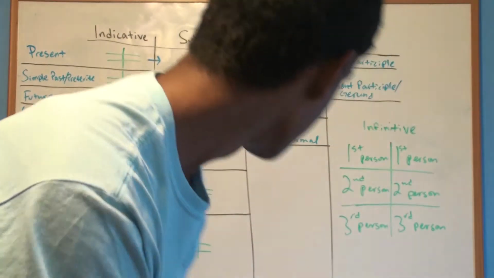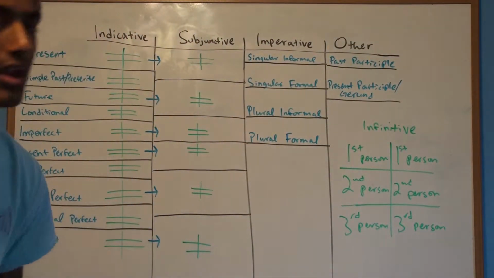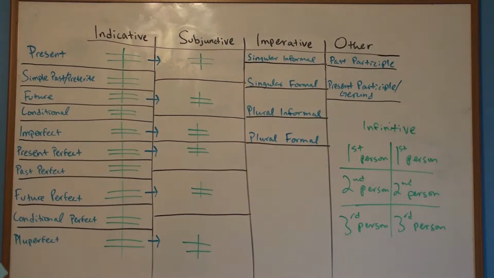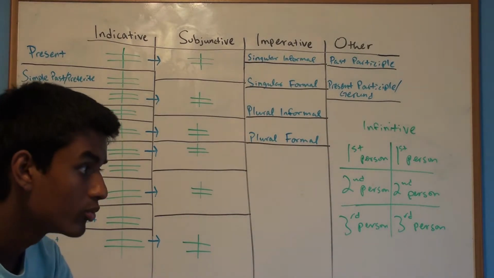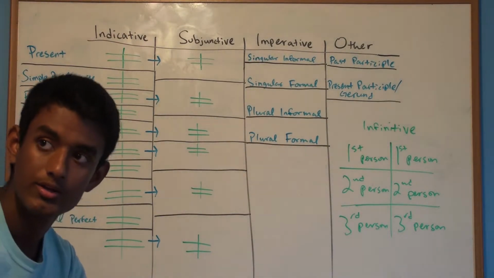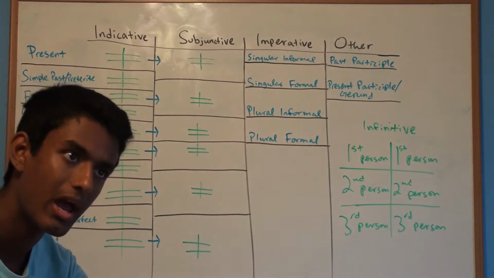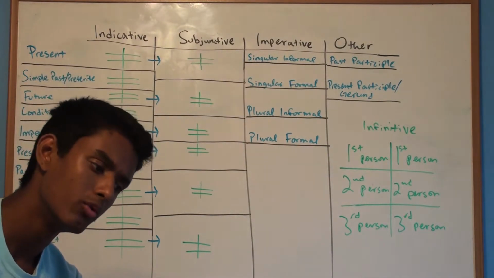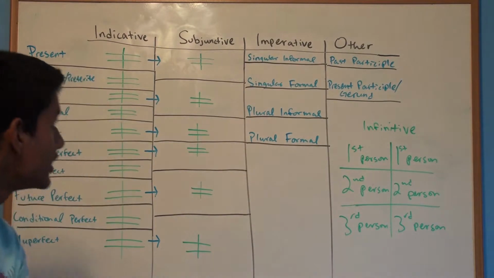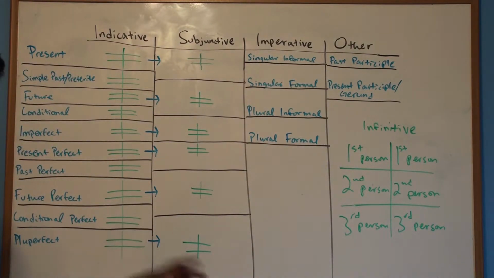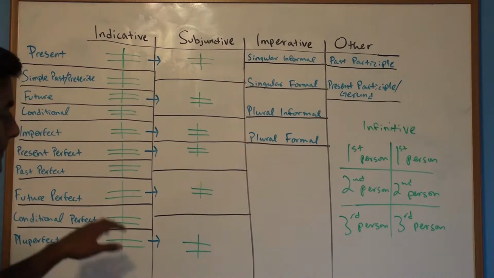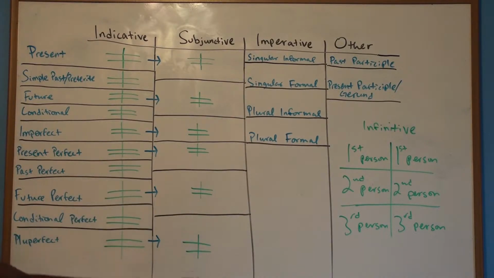So here I'll explain this verb map that I have. It just so happens that this specific verb map that I wrote is in the format that is used for Spanish, although it can be modified to any other Romance language with a few little tweaks. It's organized into 4 columns. The first 2 columns are moods, the indicative and the subjunctive mood.